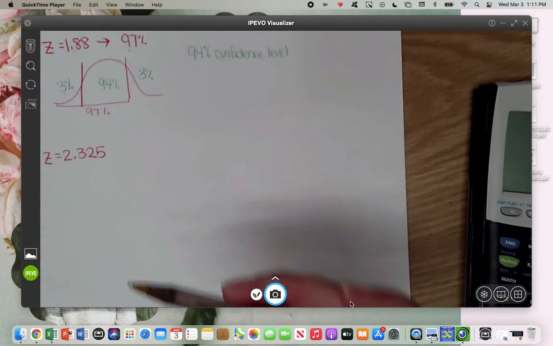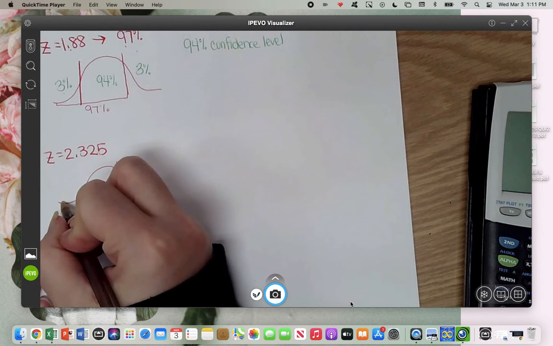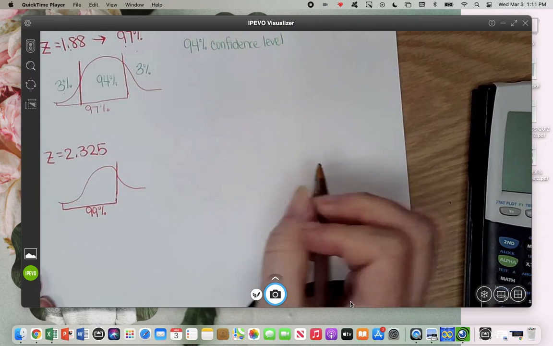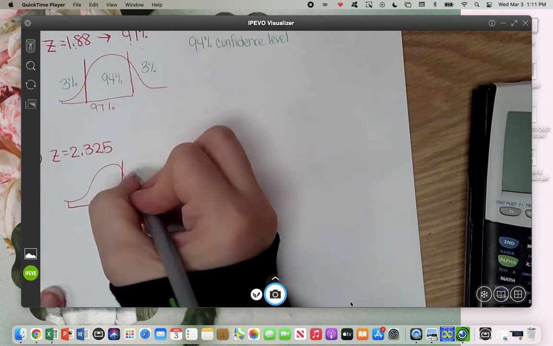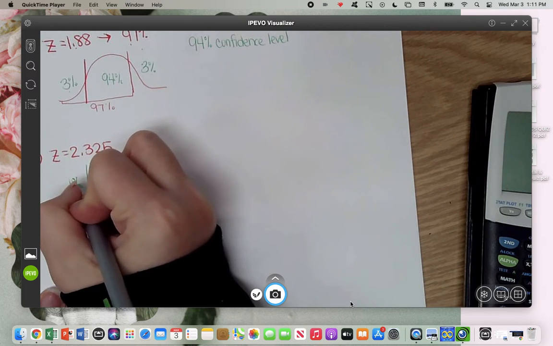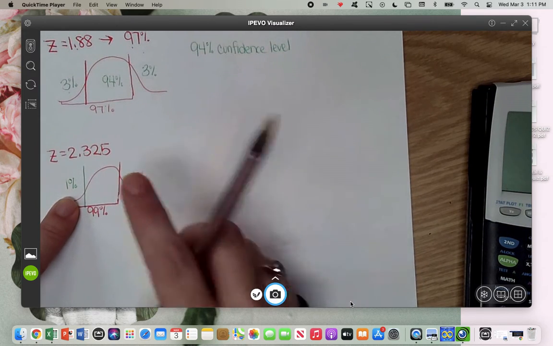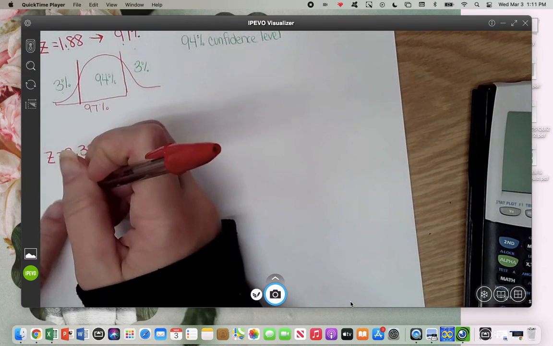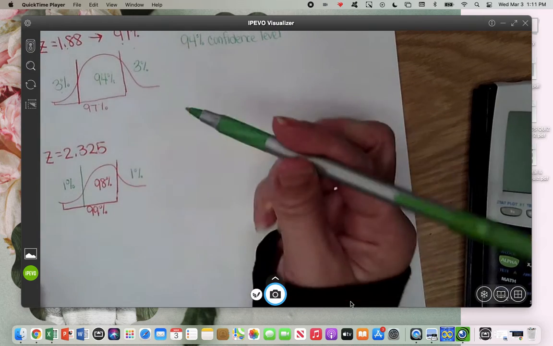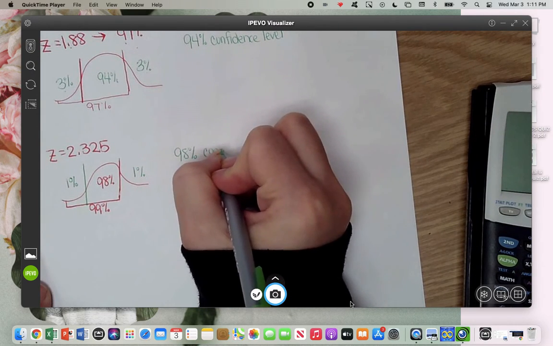So that number on the chart corresponds to, from here down, 99%. That's telling me that I have a 1% tail here. I have to have a matching 1% tail over here. So if those two equal 2%, that means 99 minus 1 gives me a 98% chunk in the middle. So we're actually talking about that 98% confidence level.